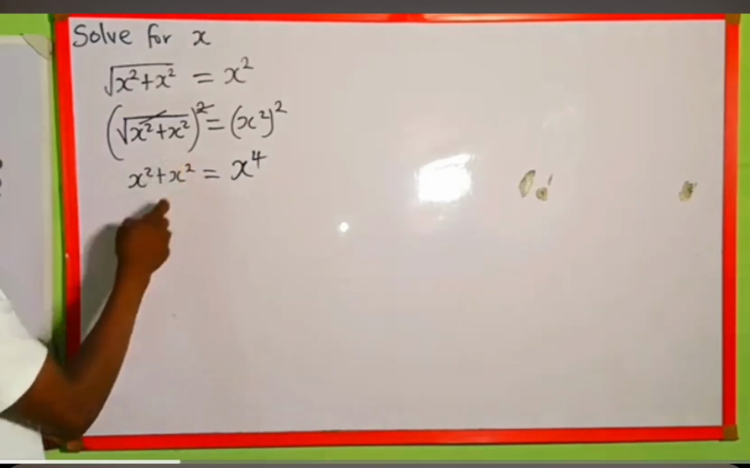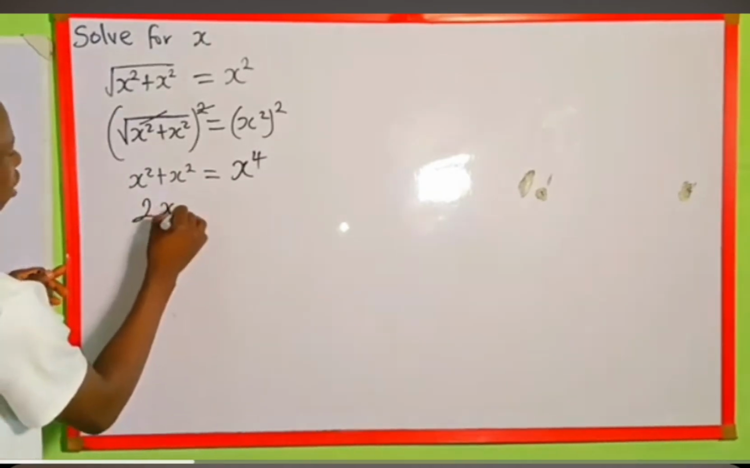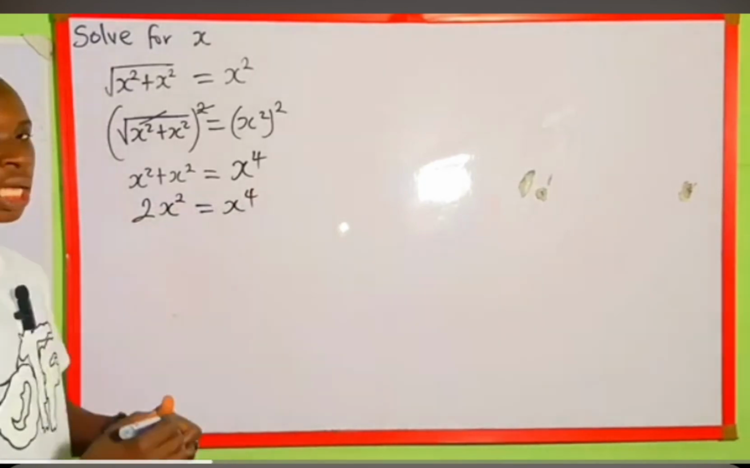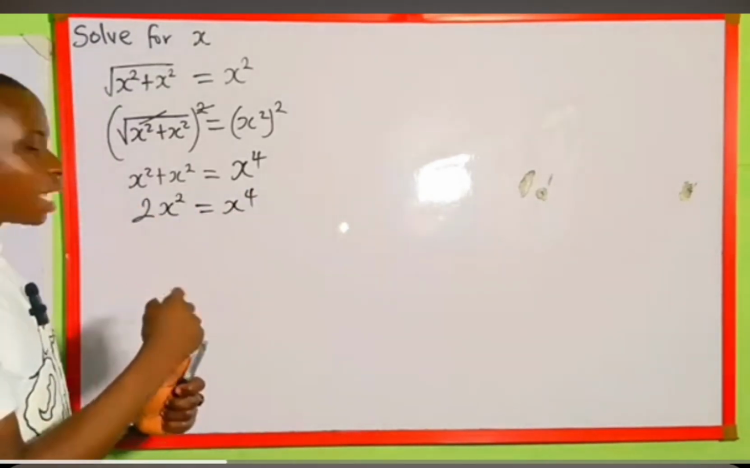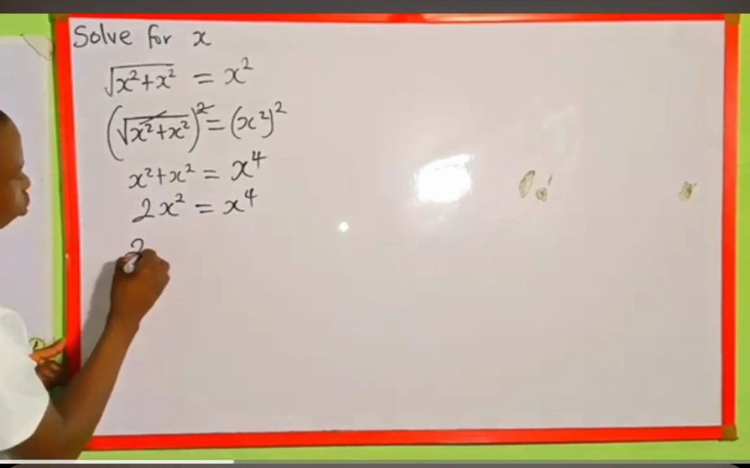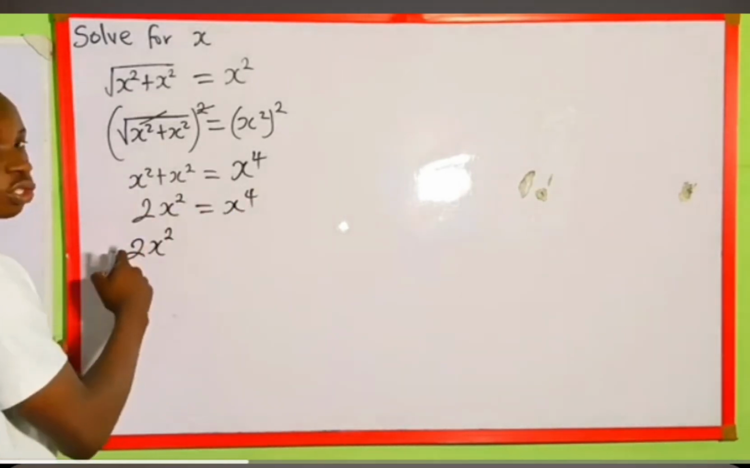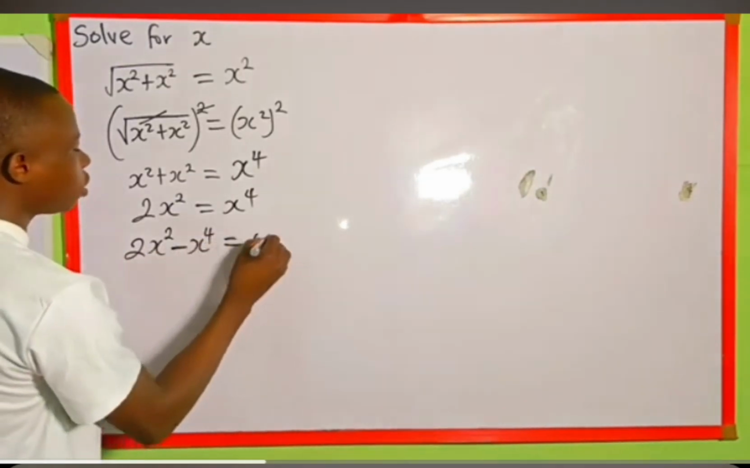Next, if you look at the left hand side, x to the power 2, x to the power 2, we are adding the same thing. So this is going to be 2 of x to the power of 2, which is equal to x to the power 4. Now the next thing is to take this x to the power of 4 to the left hand side. When x to the power of 4 crosses to the left hand side, it becomes negative x to the power 4, which is equal to 0.